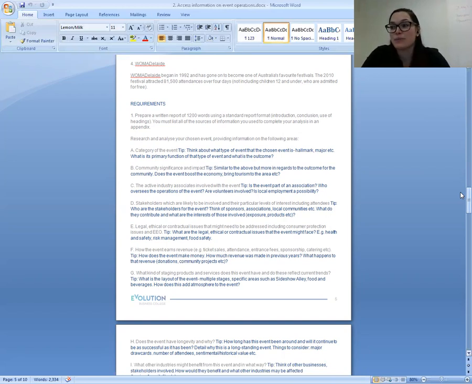And does the event boost the economy? Does it bring tourism to the area? So these are all things that you want to consider for why it's significant to that specific community, or if it moves around a lot, what's the significance of it?